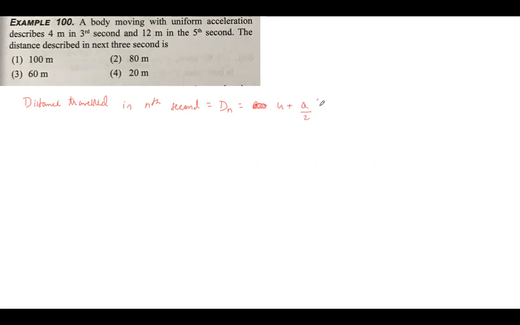I'll let you know the formula. Distance traveled in nth second. So distance traveled in nth second, we had done it earlier, is given as dn is equal to u plus a by 2 into 2n minus 1, where n is the nth second. So you can use this formula to solve this.